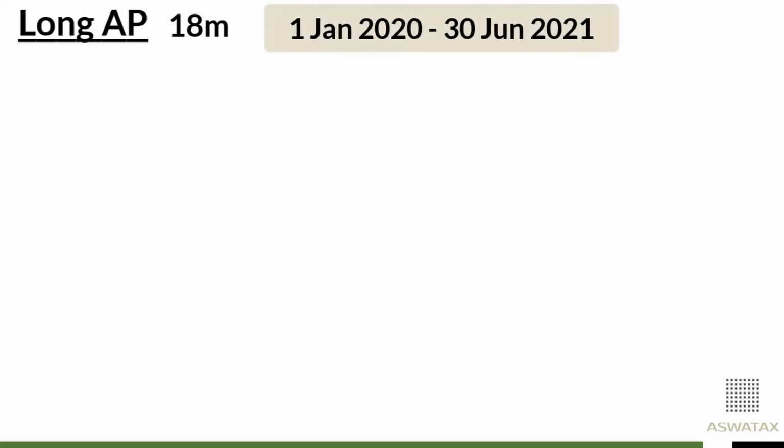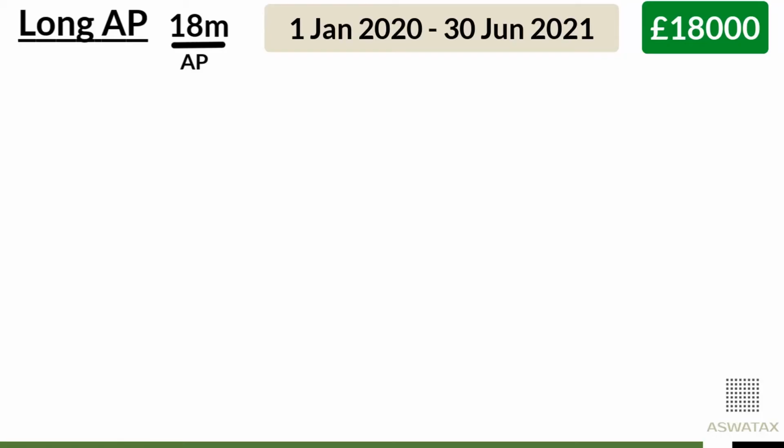A trader begins to trade on the 1st of Jan 2020 for 18 months ending 30th June 2021. So the 18-month accounting period begins 1st of Jan, commencement 1st of Jan 2020, to 30th June 2021. And let's say the profits are £18,000 to make it easy for calculations.